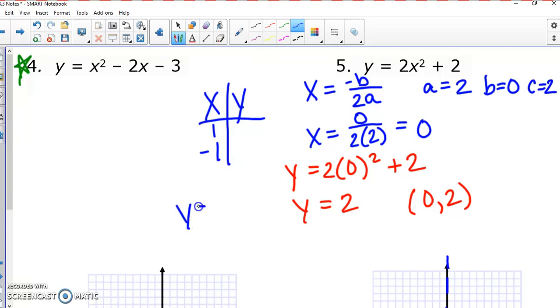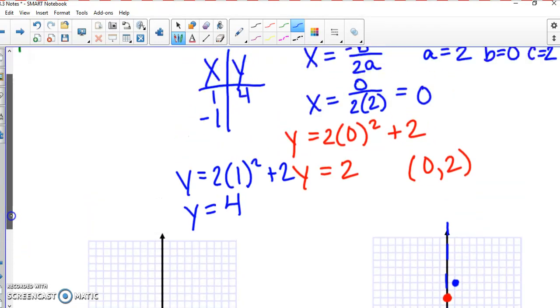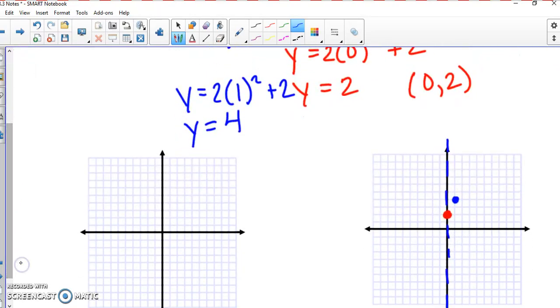So I'll do y equals 2 times 1 squared plus 2. So y would equal 4. So I can plot the point 1, 4 now. Okay, and then actually if I wanted to, I can go ahead and plug in negative 1, and I would get 4 again. Or I could just use my graph here, and if I reflect this point now over my y-axis, I'll end up with negative 1, positive 2. And then I have enough that I can connect them all up.